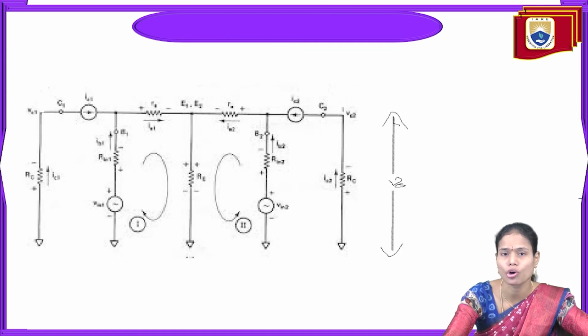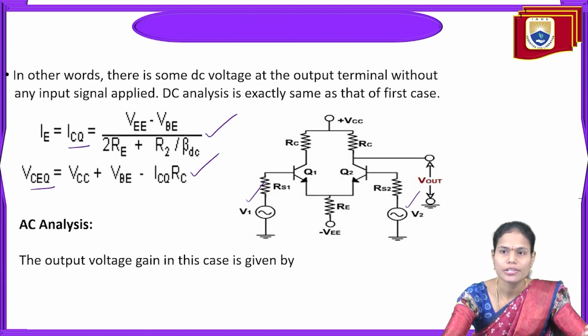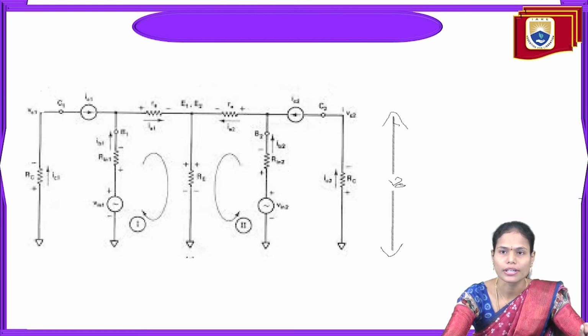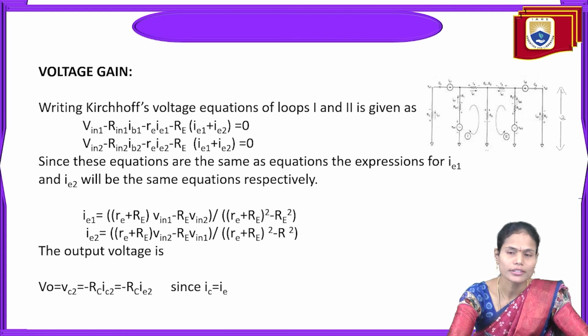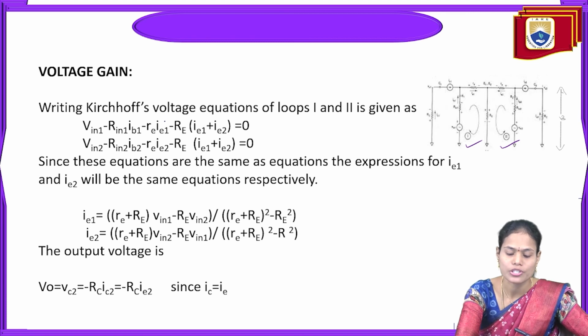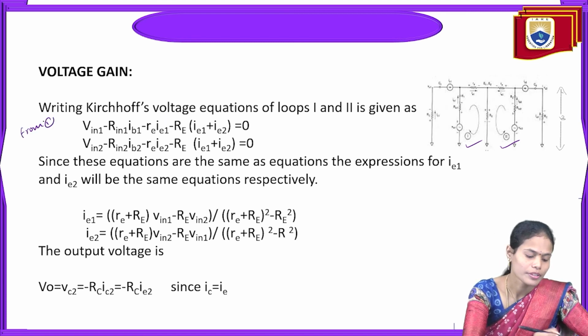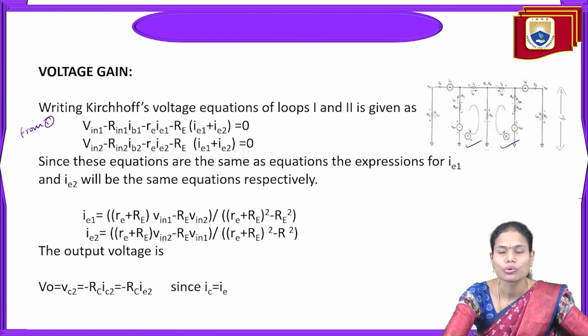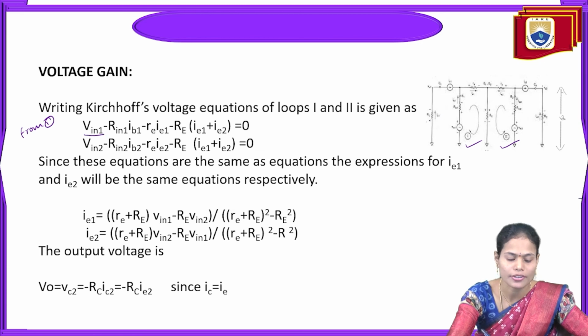So to do the AC analysis, I have already mentioned we have to nullify or ground the DC voltages, and I am replacing this differential amplifier with the AC equivalent circuit. And to find the differential voltage gain, we have to apply the KVL for the two loops, 1 and 2. If we take the first loop, we will get the equation: the input voltage Vin1, minus the drop across the Rs resistance, Rs1 into Ib1, minus the emitter resistance drop, Re into Ie1, minus Re into (Ie1 plus Ie2) equal to 0. Take it as the first equation.